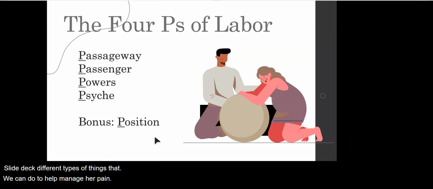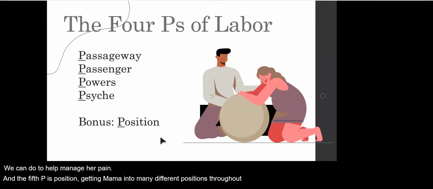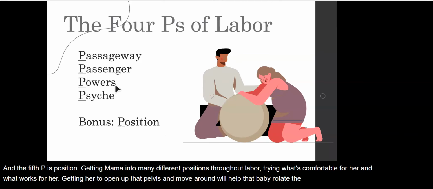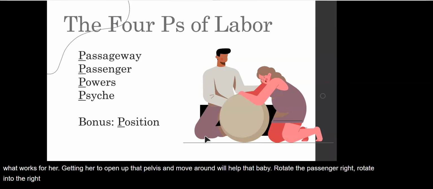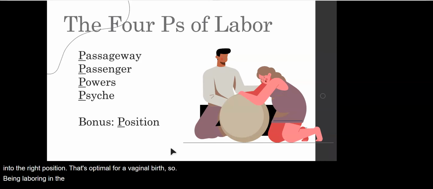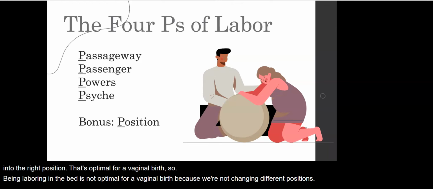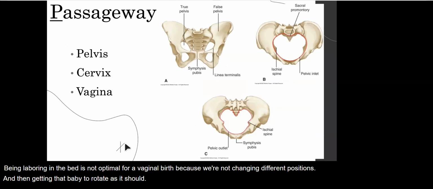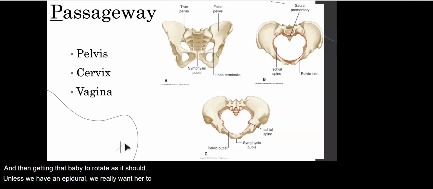The fifth P is position. Getting mama into many different positions throughout labor, trying what's comfortable for her and what works for her, getting her to open up that pelvis and move around will help that baby rotate, the passenger, right? Rotate into the right position that's optimal for a vaginal birth. So laboring in the bed is not optimal for a vaginal birth because we're not changing different positions and getting that baby to rotate as it should. Unless we have an epidural, we really want her to be out of the bed and doing different positions.